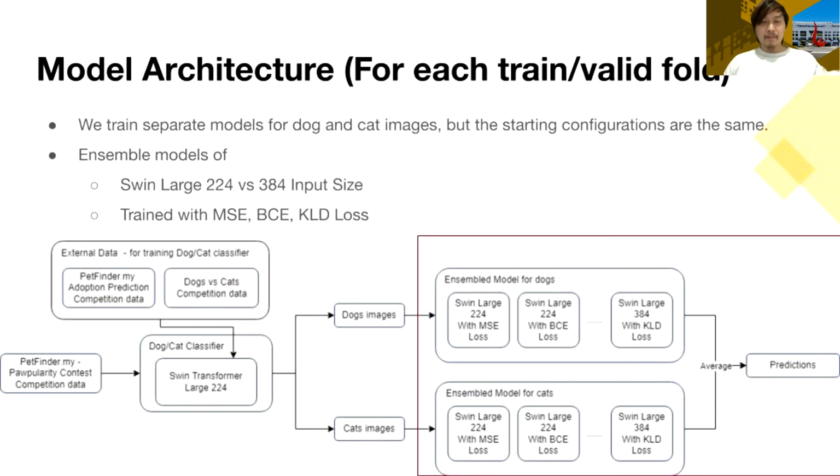Next, we are going to train models for predicting the competition target. We train separate models for cat and dog images, but their configurations are the same. For the purpose of ensemble learning, we include the following variants. First, we include different input image sizes of the pre-trained Swin Transformer models. And we also train the models with different loss functions, including the MSE loss, the BCE loss, and also the KL divergence loss. So at the end, the predictions of different models are aggregated by simple averaging to produce the final predictions.